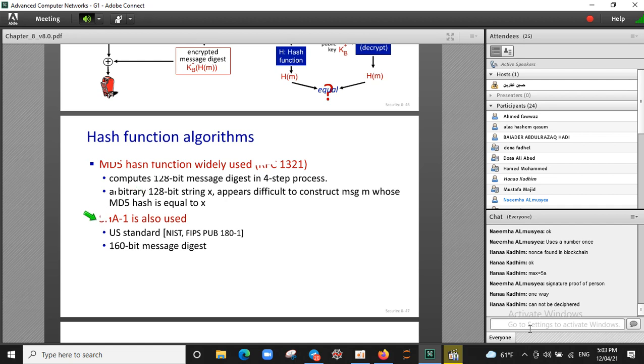The other strategy, which is common in today's internet, is SHA-1. This is a US standard, and in this standard, the message digest has 160-bit length. It's somewhat stronger than MD5, but both of them are good options. You can use one of them to prove that your message was not altered.